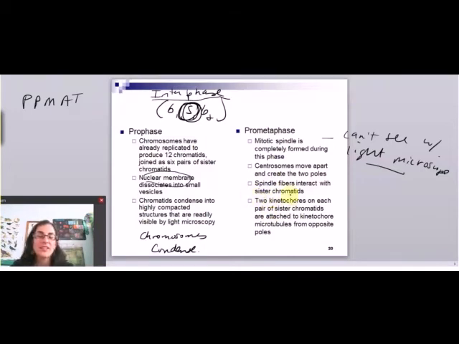So the chromosomes are going to get moved around during this phase, but you won't see that in a fixed cell.